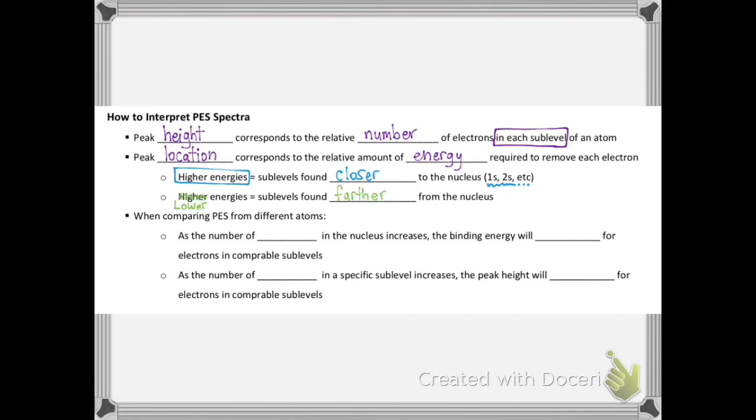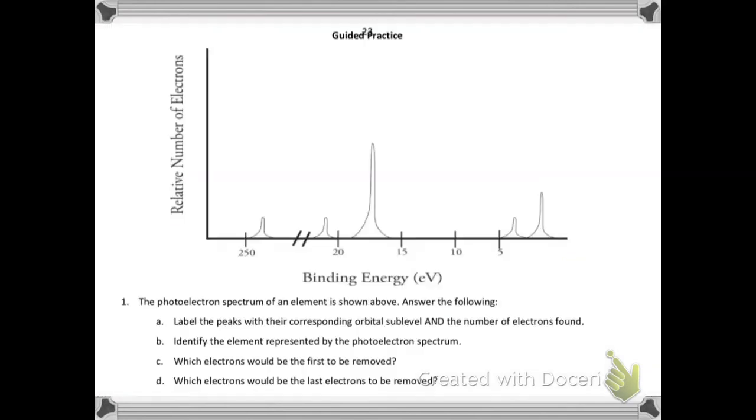Now, you will often be expected to compare the photoelectron spectrums of different atoms. The idea is, as the number of protons in the nucleus goes up, the binding energy will also go up. This is straight up Coulomb's law. Greater magnitude of charges, greater attraction, greater energy to separate them. Now, as the number of electrons in a specific sublevel increases, the height of the peak is also going to go up. Because remember, the height of the peak tells you how many electrons there are. More electrons, taller peak. Okay, I know this is super abstract, so let's look at an example, because I think when you see the example, things will start to make more sense.